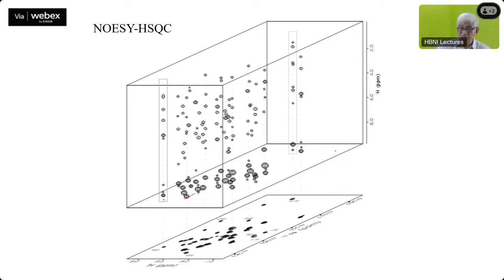Okay, so this is a typical spectrum. You can see this is the proton axis on this axis, nitrogen 15 here, and proton axis on this axis also. This is quite clear. So in the cuboid, you have all the peaks distributed at different places.